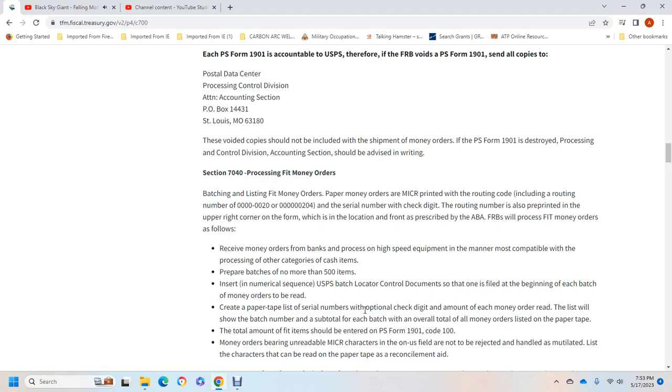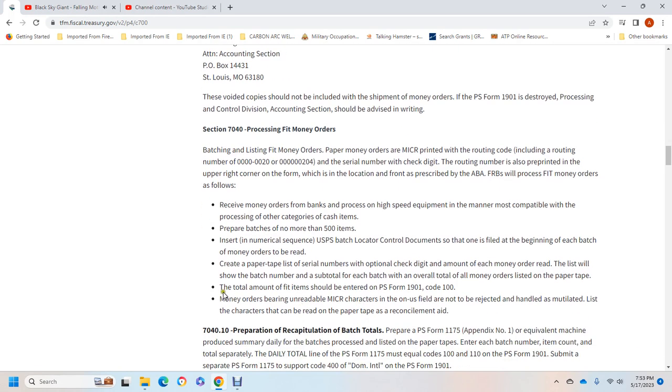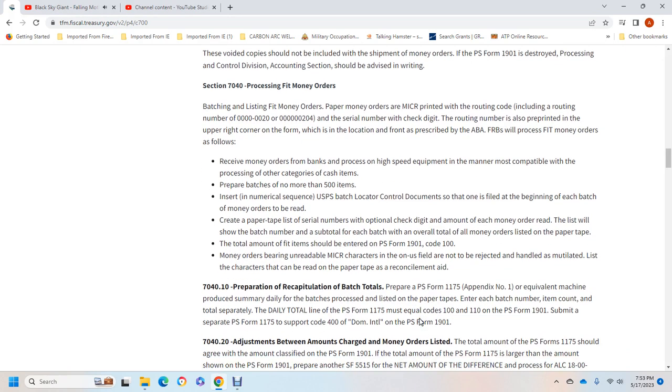The total amount of the items should be entered for the PS 1901 code 100. Money orders bearing unreadable MICR characters on the US field are not rejected. They are not to be rejected, and the mutilated ones are handled. Listed for their characters can be read on the paper tape as reconcile and aid.